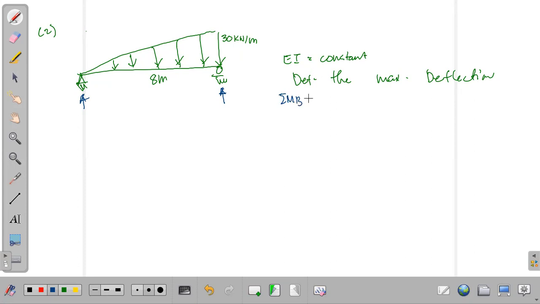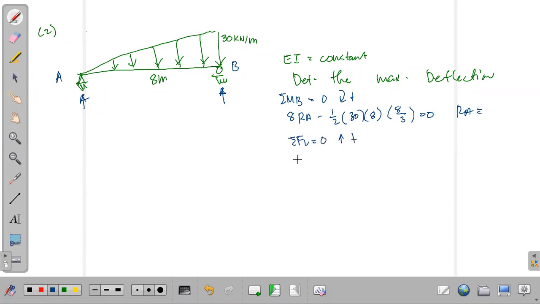O, sige, moment tayo ng B equal to 0. Assume natin positive. So, pagka ito yung A, ito yung B. Okay, RA minus 1/2 of 30 times 8 times 8 over 3. So, ano yung RA natin? And pagka meron na tayong RA, masosolve na natin yung RB. Okay? So, kindly solve for RA muna. Ano yung RA natin? Okay? Ano yung RA na, ma'am? So, we have 40, ma'am, 40 kilonewton.